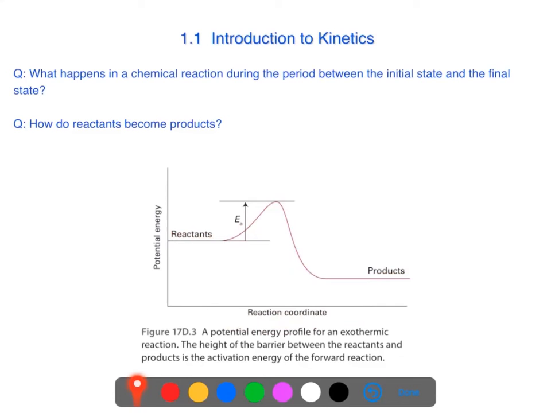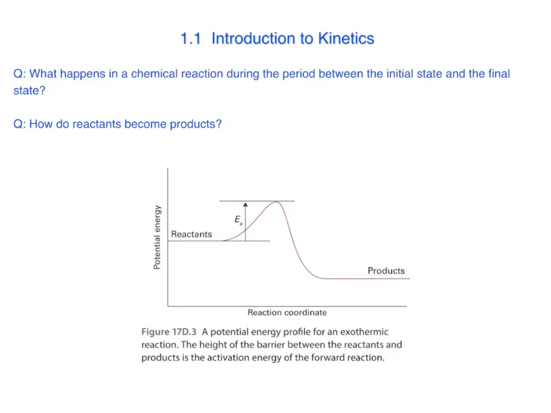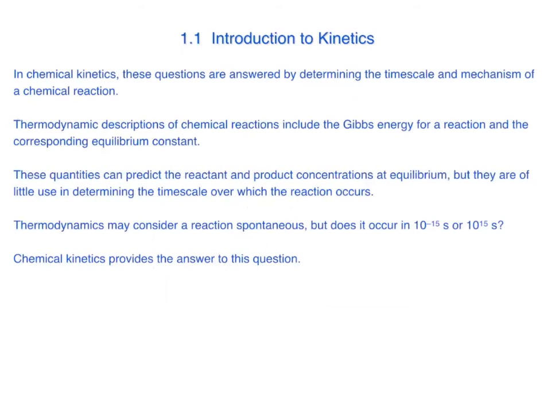And we'll talk about characteristics such as the activation energy, which we know is that barrier to product formation, the energy required for this reaction to be successful, the energy required to overcome this particular barrier, which leads up to that transition state complex, and then finally leads to product formation. In chemical kinetics, these questions are answered by determining the timescale and mechanism of a chemical reaction.